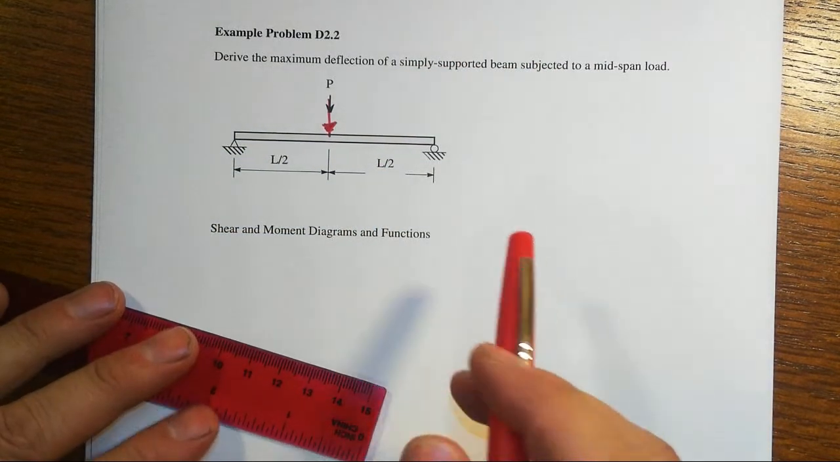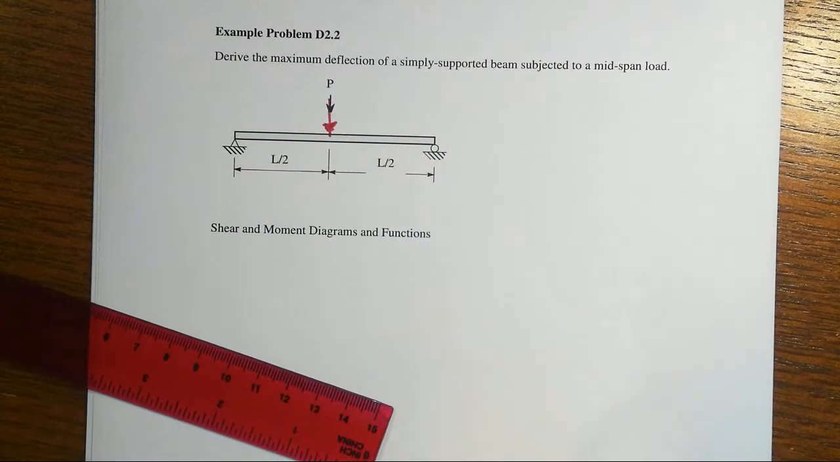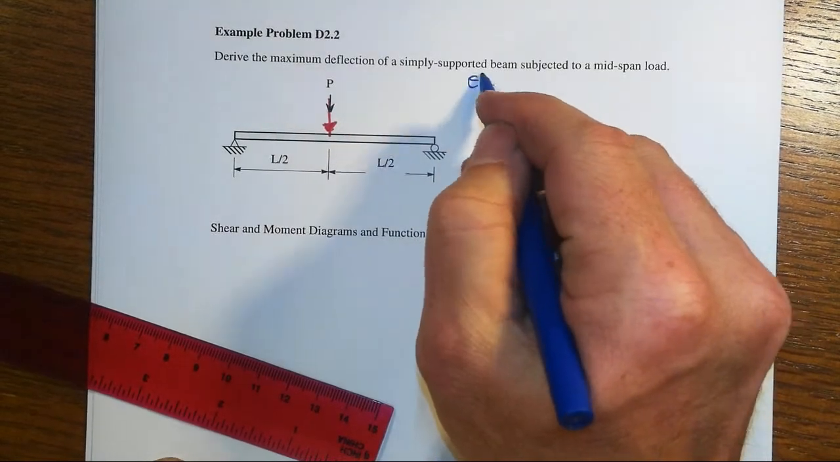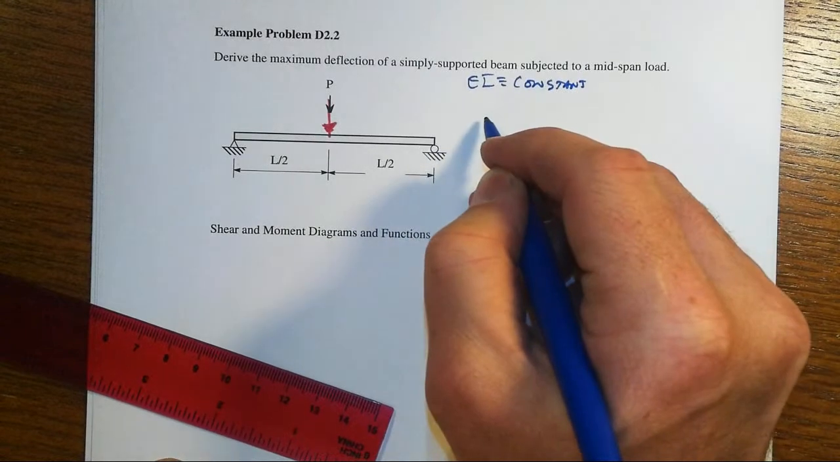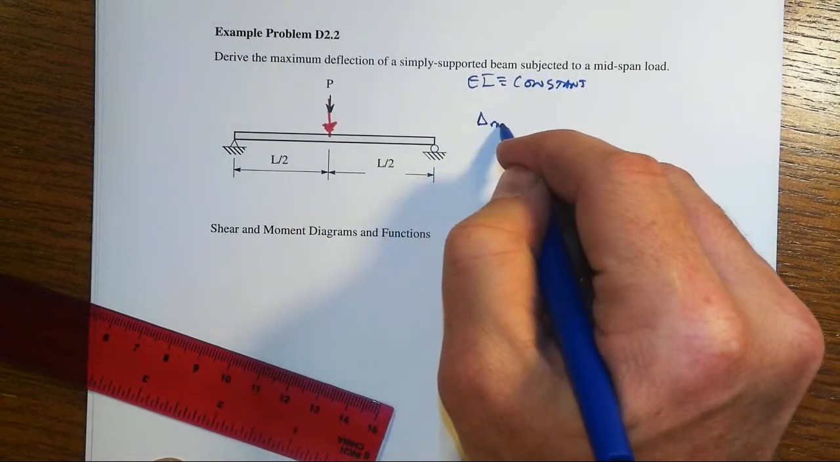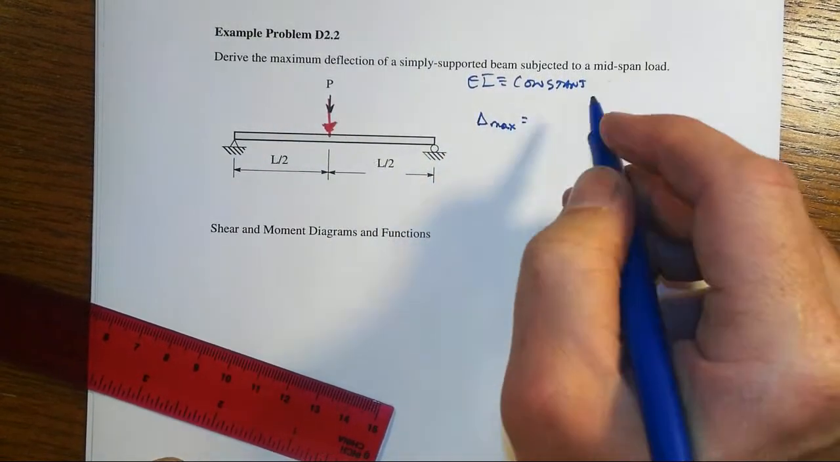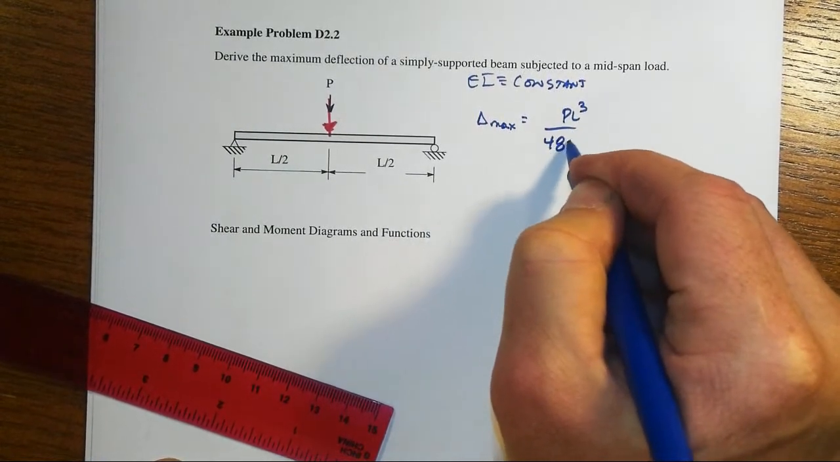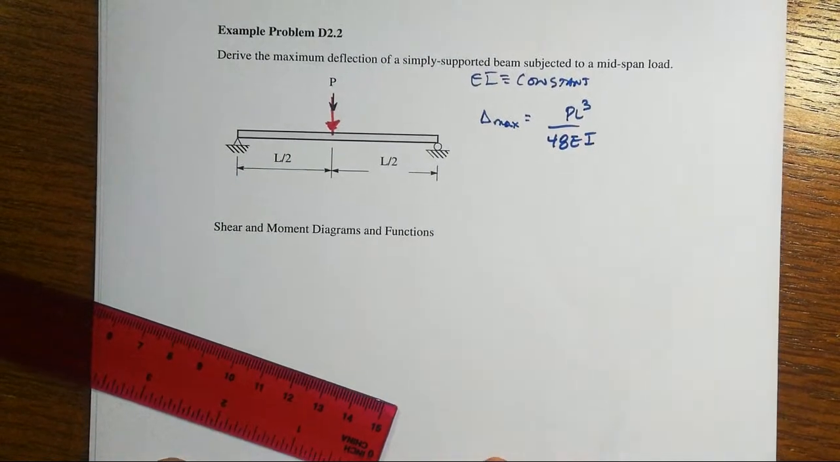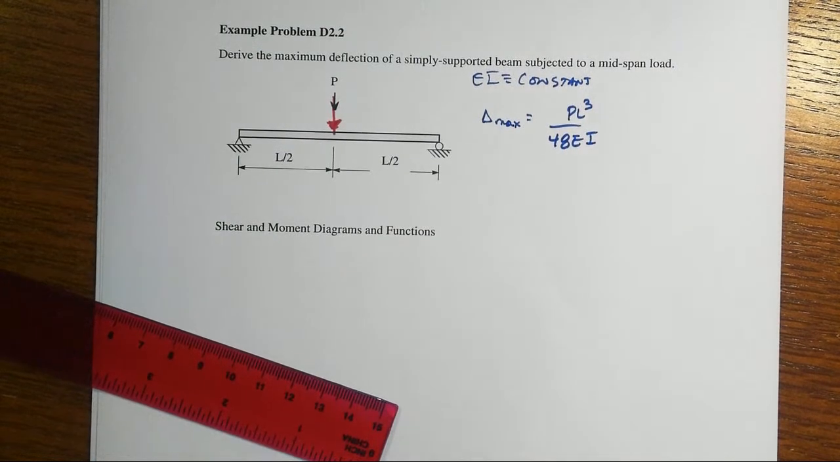that frames into this. And we're asked to derive the maximum deflection of a simply supported beam subjected to a midspan load. It's assumed that EI is constant, and we're going to find out that our max displacement at that midpoint is going to be PL cubed over 48 EI. But where the heck does that come from? Right? And so that's what we're going to start working our way through.